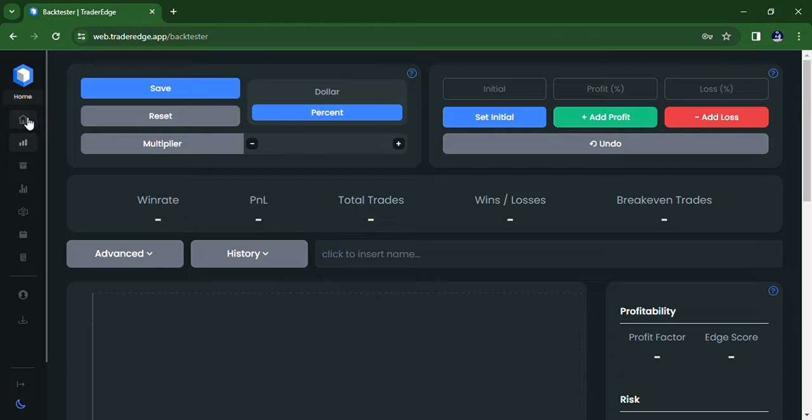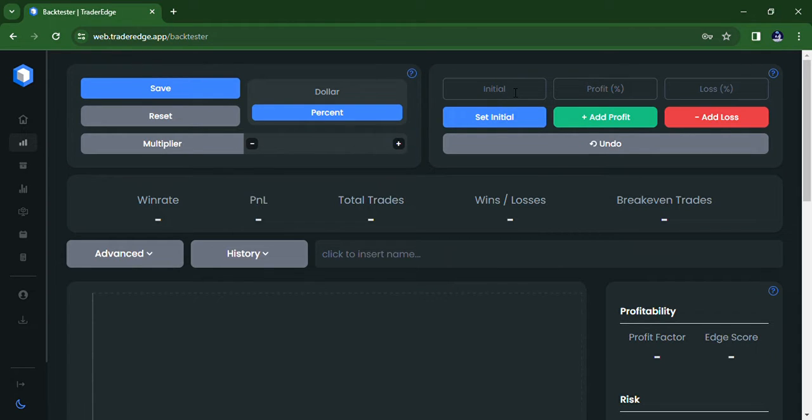So, here we are at the home page. Here you can see several tabs. Here you can either add in dollar or in percentage. So here is the initial balance. You can set the initial balance of your account, like $1,000, $2,000 for example.